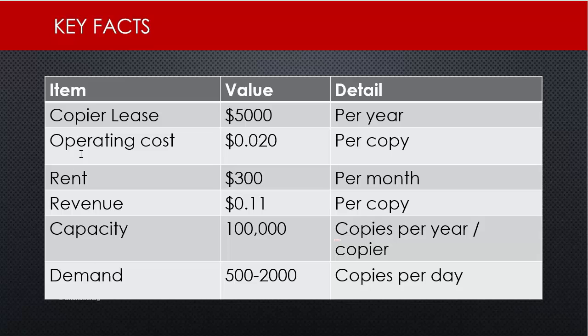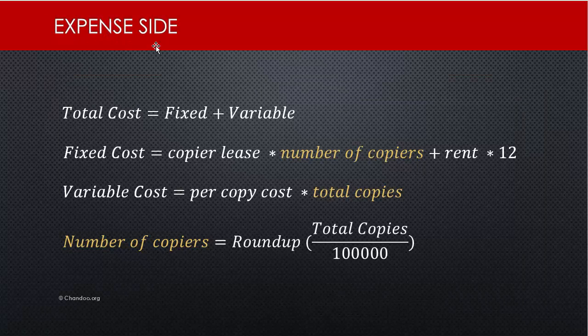Okay, in a business scenario like this, you usually have 2 sets of equations. One is on the cost side, the other is on the benefit side. So we will go and look at them. We have the expenditure side of equations, wherein we have total cost defined as fixed plus variable cost. The fixed cost is equal to copier lease times number of copiers plus rent times 12. Now number of copiers is in a different color because we don't know how many copiers there will be. That's a variable for us. Likewise, variable cost is equal to per copy cost multiplied by total copies.